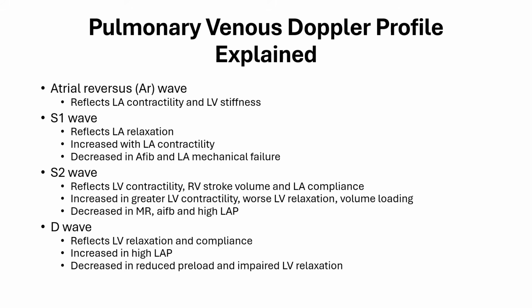Let's review the pulmonary venous Doppler profile and respective waves. We have the atrial reversal wave, or AR wave, which typically occurs after the P wave on an EKG tracing. We have two systolic waves, which occur during systole, the S1 wave and S2 wave. Some patients will not have two separate S waves, but rather have one. You also have the D wave, which occurs during diastole.